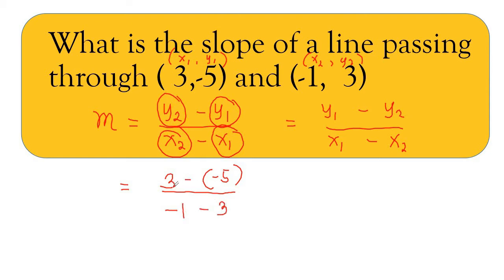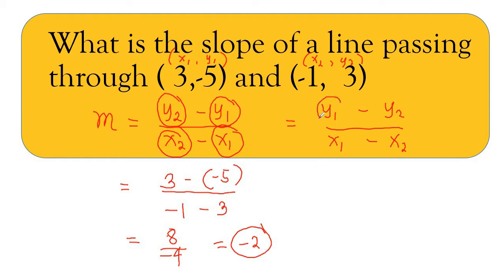So let's simplify. 3 minus -5, this is equal to +8. -1 minus 3, this is -4. Let's divide. 8 divided by -4, so our value of m is -2. Now, if we will be using this formula, it should arrive also at -2.